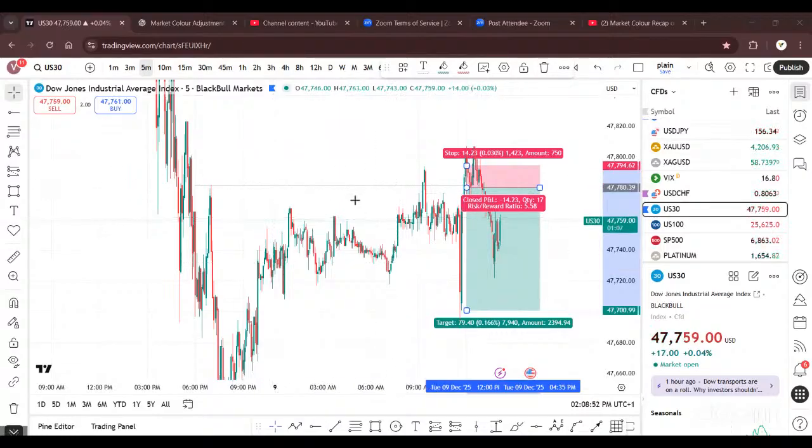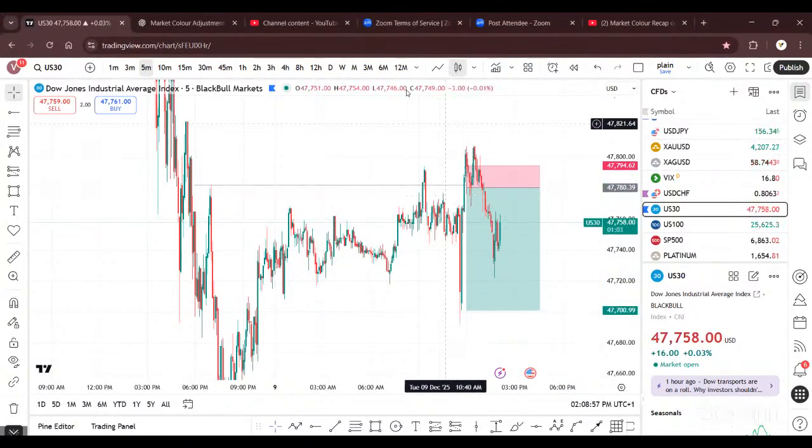Oh, okay. No problem. I guess mine was kind of very tight. The SL is quite tight, right? Around this zone. Well, yes, around this zone.